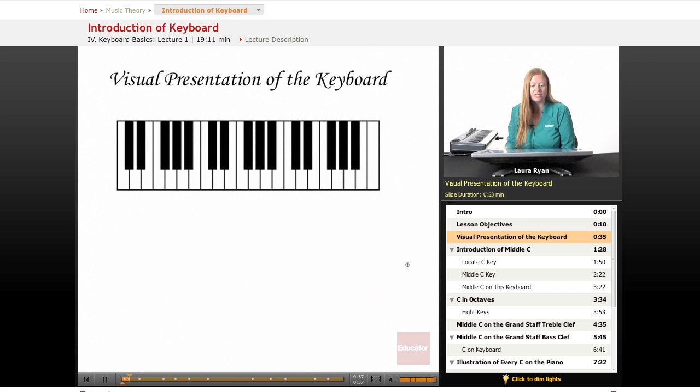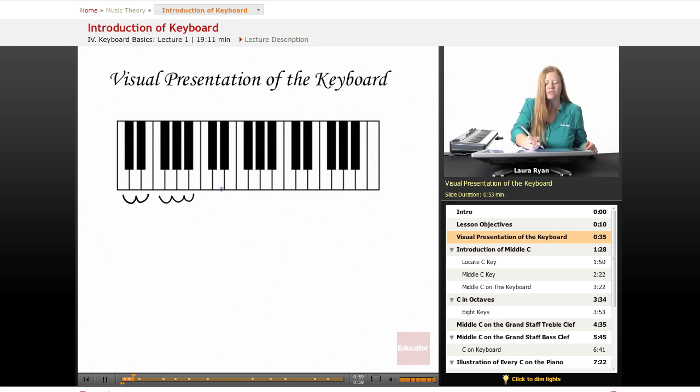So here's our visual presentation of the keyboard. Everyone has been around a keyboard at some point in their lives, whether it's through TV or the movies or in your house or at your school. It's basically groups of 3 white keys and groups of 4 white keys. What we have is a group of 3 white keys. Here's 1, 2, 3. And 4.